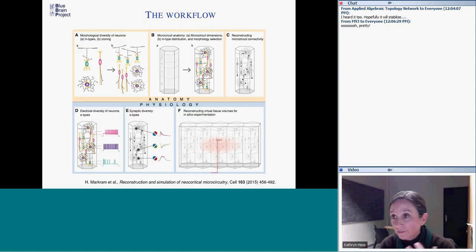So I'm going to say something more about the workflow and the production of this microcircuit. So we look at panel A.